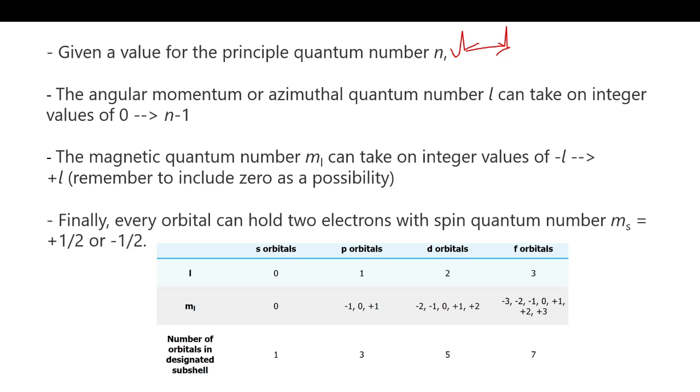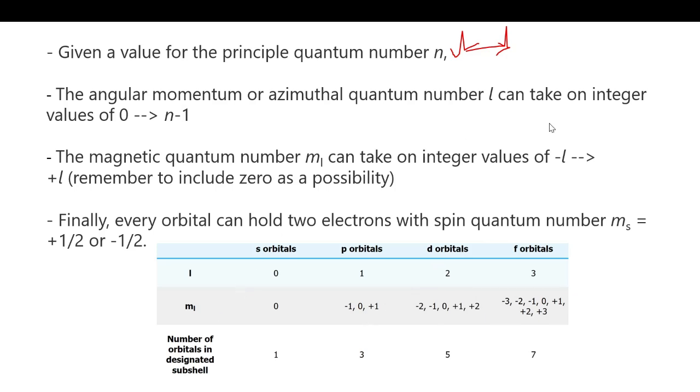The magnetic quantum number m is minus L to plus L, and the spin quantum number ms is either plus half or minus half. So here it is given that if your L value is 0, then the m is also 0, because it is minus L to plus L. P orbital is 1, so it is minus 1 to plus 1: minus 1, 0, plus 1. D orbital, it is minus 2 to plus 2 because the L value is 2. So in this way you can calculate the m value, L value and n value.